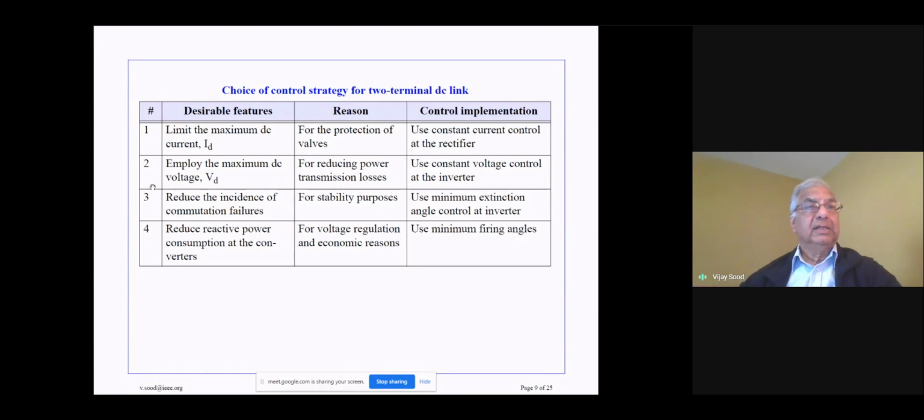The second requirement is to employ a maximum DC voltage. The reason for this is to reduce the power transmission losses. The higher the voltage that we can have, we maximize the flow of power. So therefore, we want to make sure that the transmission losses are kept low. The control implementation to achieve this requirement is to have a constant voltage control at the inverter.